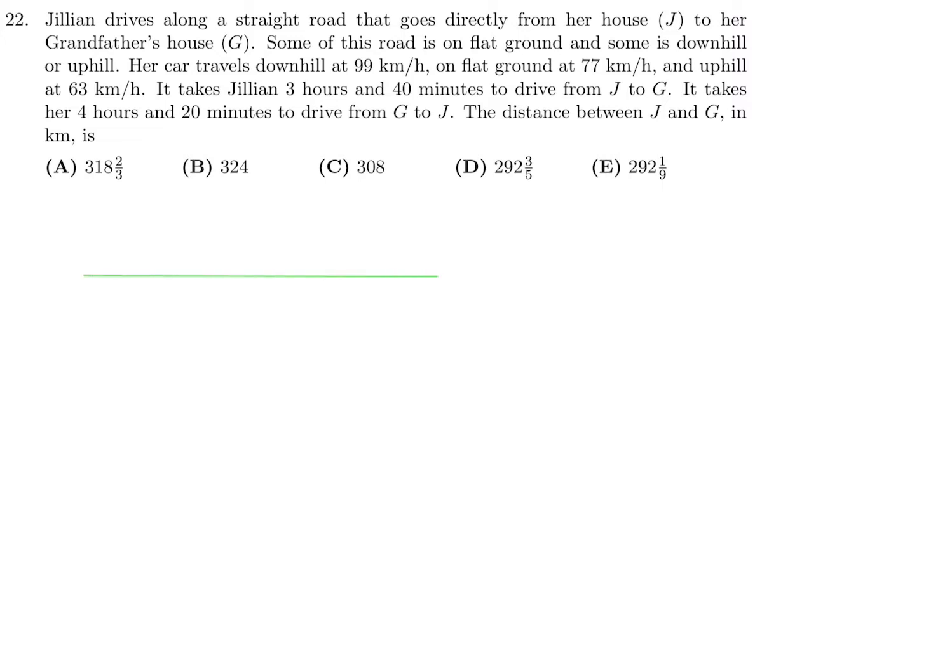Well, let's draw a little diagram. So we've got J and G. And I don't know the distances, so I'll just say from here to here is the flat. And then the distances, I really don't know. But we'll just call them X and Y, the next couple distances. And we'll just say that when she's going in that direction, the flat is obviously going to be flat in either direction, but this will be downhill and this will be uphill.